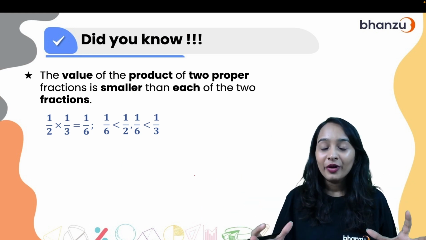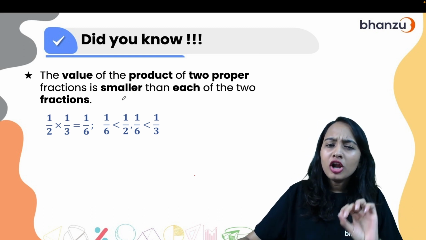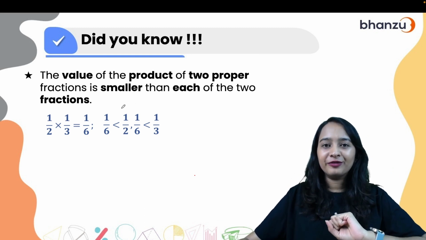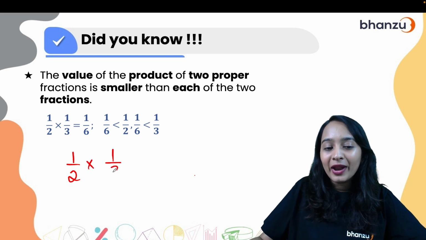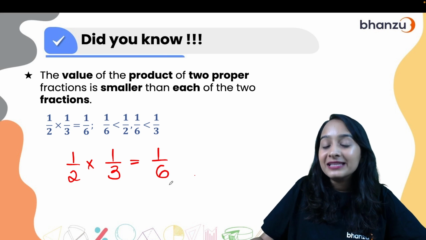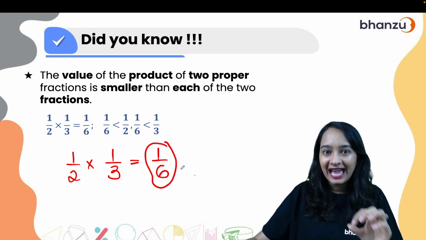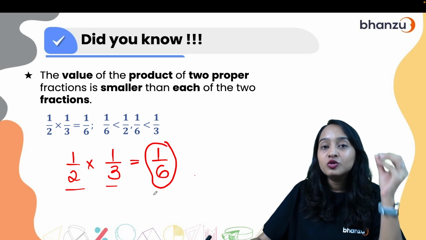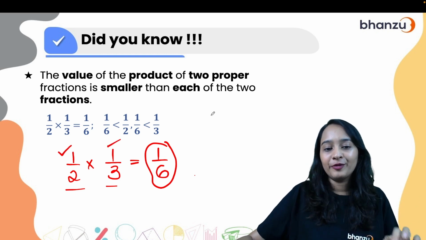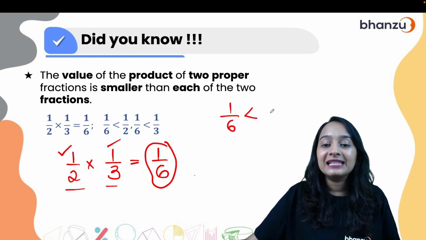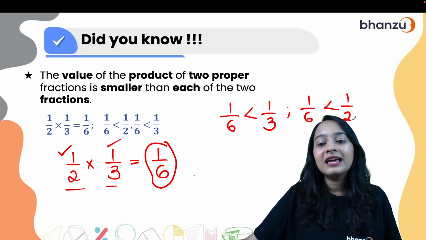Now, did you know the value of the product of two proper fractions is always smaller than each one of them? What do I mean by this? Now I am multiplying 1 by 2 and 1 by 3. The answer is 1 by 6. The value of the product of these two proper fractions is always less than each of the proper fractions. That is, 1 by 6 is less than 1 by 3. 1 by 6 is also less than 1 by 2.